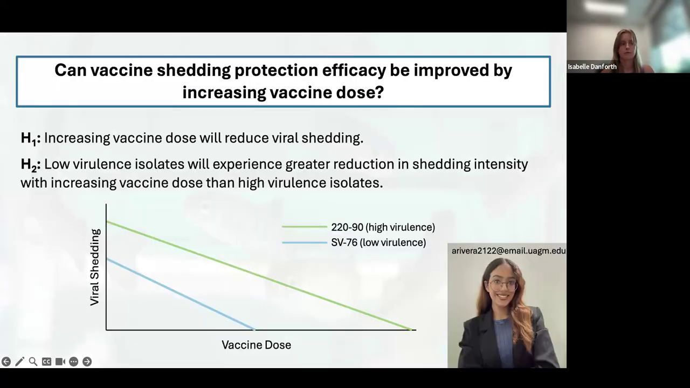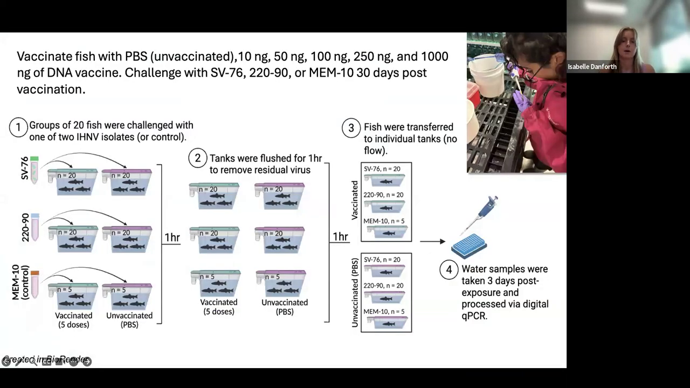So I had the good fortune of working with an NSF RU student over the summer. She is from the Universidad de Ana G. Menendez in Puerto Rico, and she was really interested in whether vaccine shedding protection efficacy can be improved by increasing vaccine dose. And so she hypothesized that increasing vaccine dose will reduce viral shedding, and that low virulence isolates will experience a greater reduction in shedding intensity with increasing vaccine dose than the high virulence isolates will. So there'll be some kind of virus or potentially virulence effect here. And in this experiment, we vaccinated fish with several doses of the vaccine.